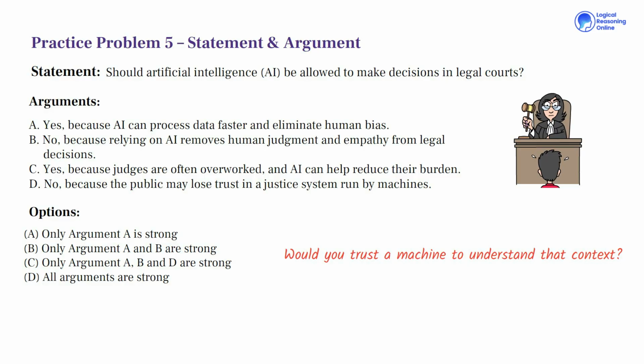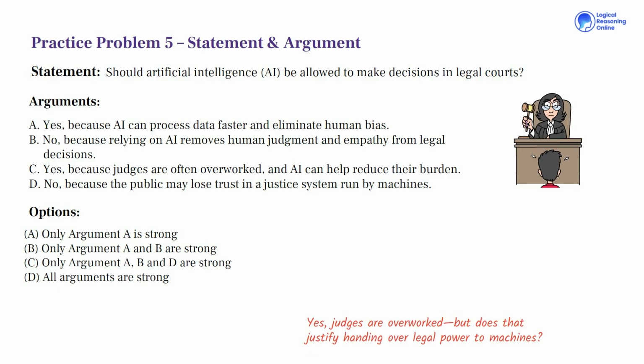The justice system isn't just about the laws, it's about the human fairness. AI lacks human understanding of intent, remorse, and compassion. So, argument B is also strong. Argument C. Yes, because judges are often overworked and AI can help reduce the burden. This one sounds practical, but let's examine it carefully.